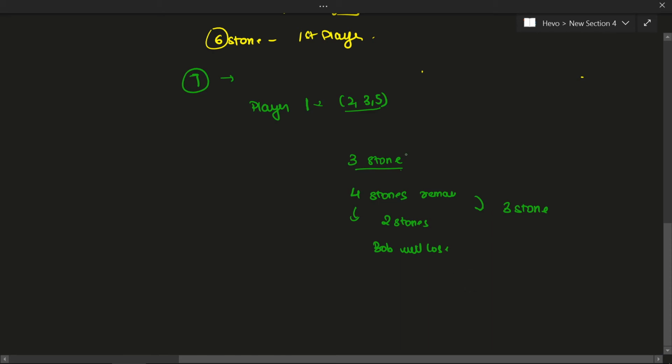See what happened is that the first player, player one, removes three stones. Now we are left with four stones. Now Bob removes two stones. How many stones are remaining? Two. And player one will also remove two stones, these two left stones, and right, we have one stone remaining, and he will lose the game.